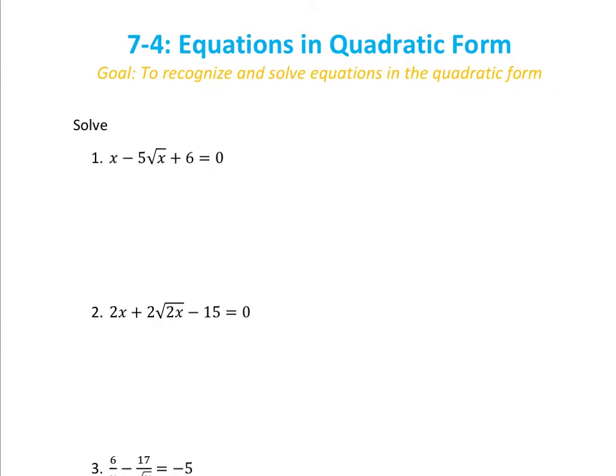Hey guys, so in 7.4, we're going to be working with equations that are in quadratic form but don't look like it, okay? So what we have to do is make a simple substitution, basically one little step that'll help us get to the place where we can factor or use the quadratic formula or complete the square or whatever we need to do.